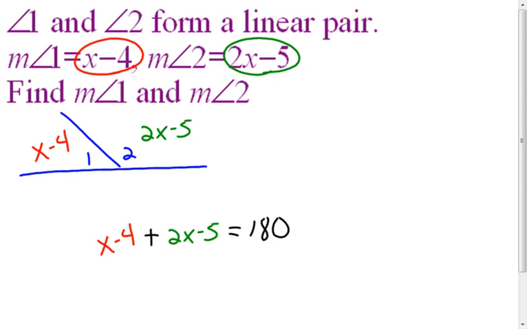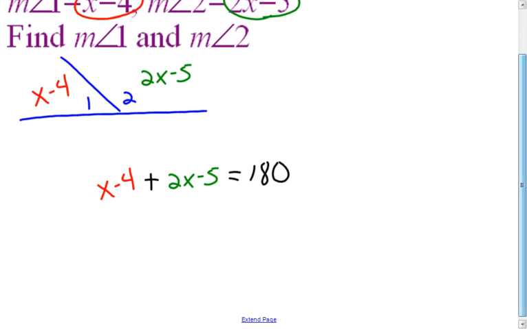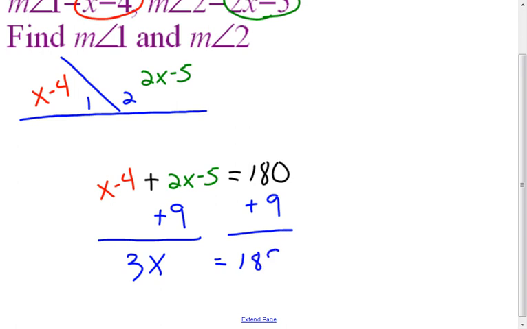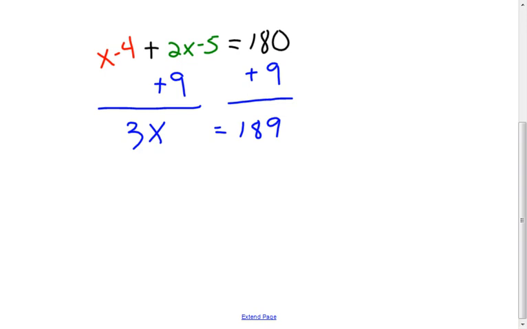I have an equation again, now all I need to do is solve it. So first thing I'm going to do is add 9 to both sides. The reason I added 9 is because if I take this minus 4 and the minus 5, add 9 to it, now I'm left with 0. So this whole left side ends up being the x plus 2x, which is 3x. Over here I'm left with 189. Continue on, solving my equation. Divide both sides by 3. I find out that x equals 63.